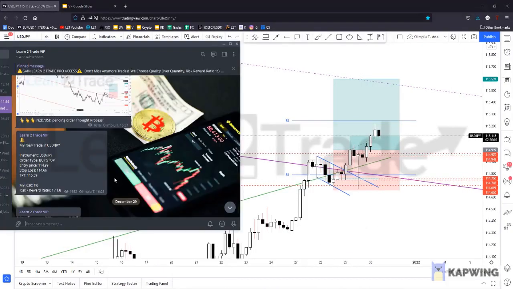I will show you also here in our Telegram group, Learn to Trade VIP group, my trade, so it is not edited or something. This is my trade. I've shared my trade with the VIP members in the VIP Telegram group on December 28th. 114.99, 114.66, and I might take a profit.